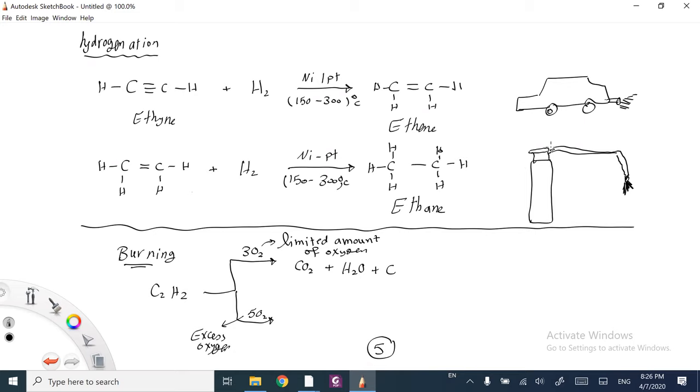You will find the hoses of the welding tape are connected with two tubes. This tube contains oxygen, and the other tube contains ethane. The flame that comes out at the start, we'll find black fumes.